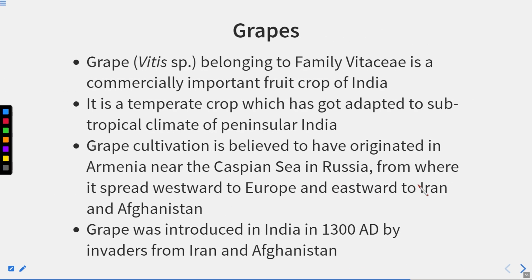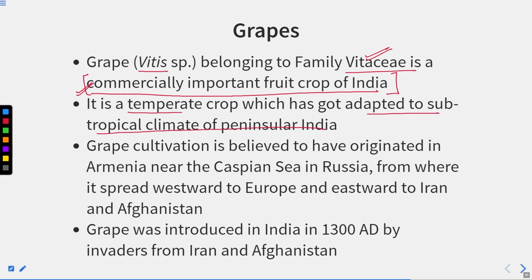Moving forward, grape belongs to the family Vitaceae. Its scientific name is Vitis, and it is a commercially important crop of India. It is grown commercially in India. It is a temperate crop which got adapted to the subtropical climate of peninsular India. Basically, it grows in the temperate region of the world, but now it has been adapted to the subtropical climatic condition of peninsular India.